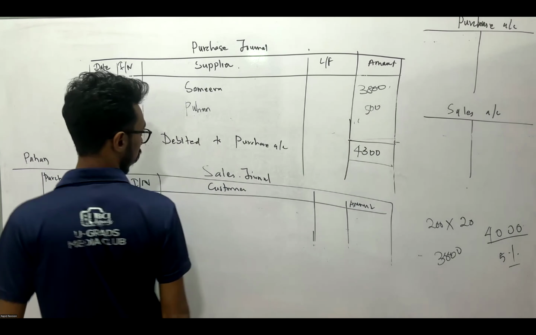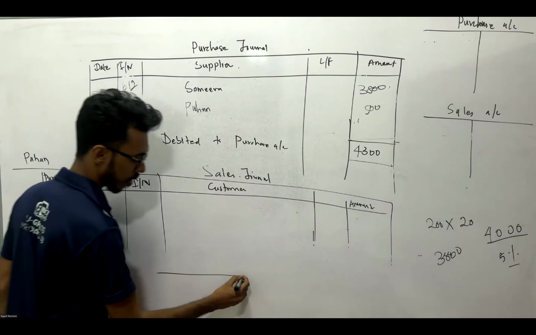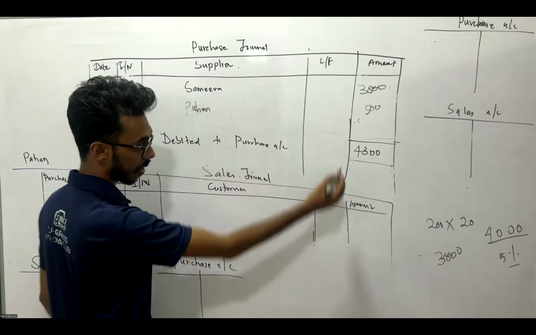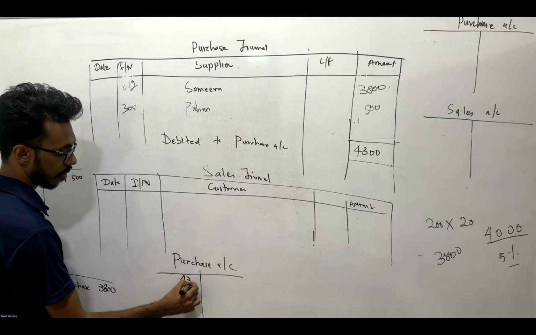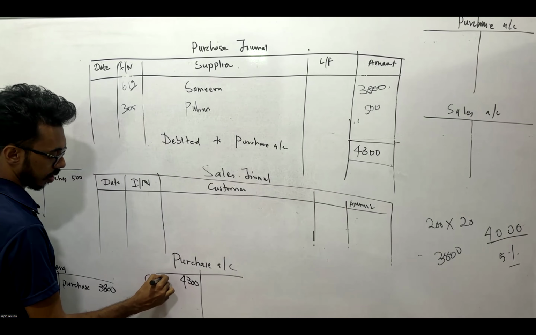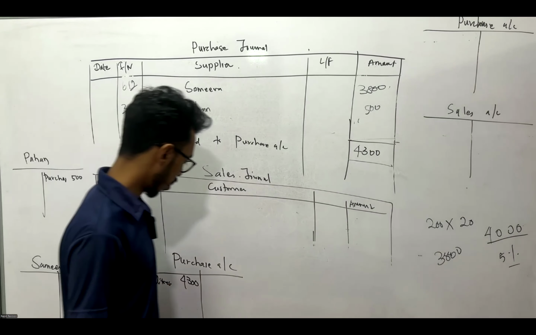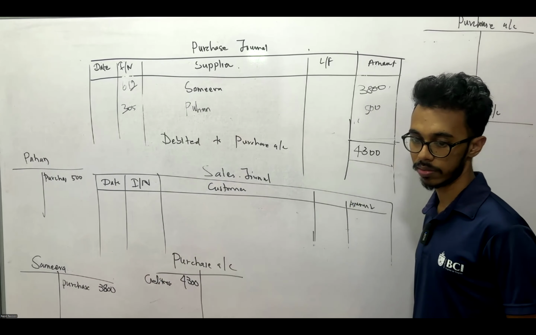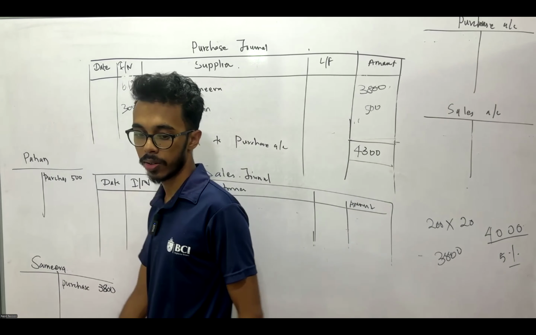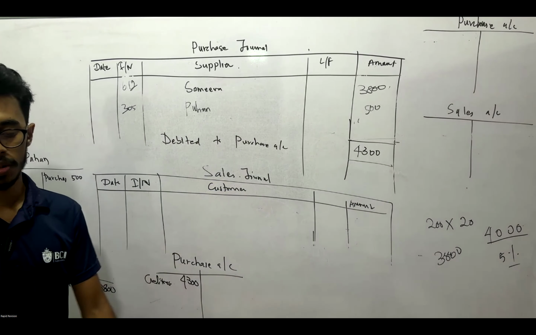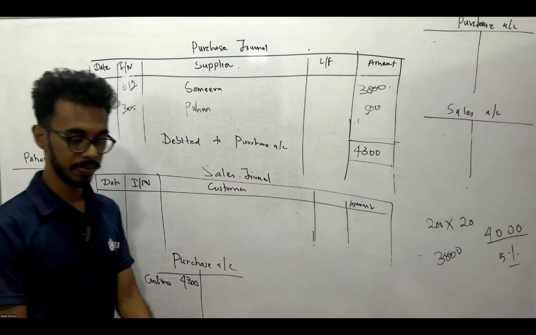All right. So then we have to prepare a purchase account now. In the purchase account, put this 4,300 on the debit side as creditors. Record purchase account, creditors, 4,300. That is enough. That's all we have to do. That is the 2018 paper, related to the purchase journal and sales journal.